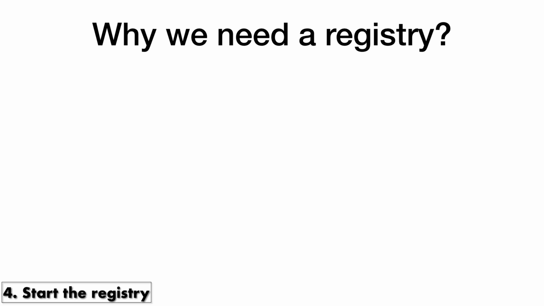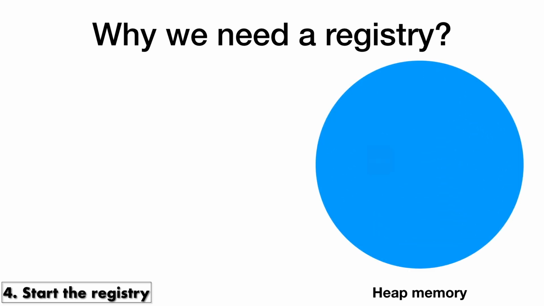In the previous example, we were seeing about calling a method called show from the server machine. Let's say there are multiple objects named show in the heap memory. How can we look for the exact object that we need?